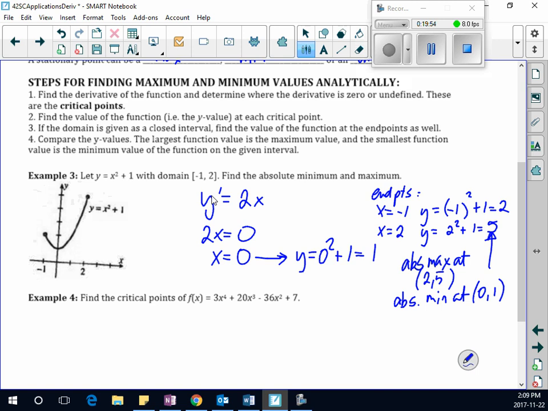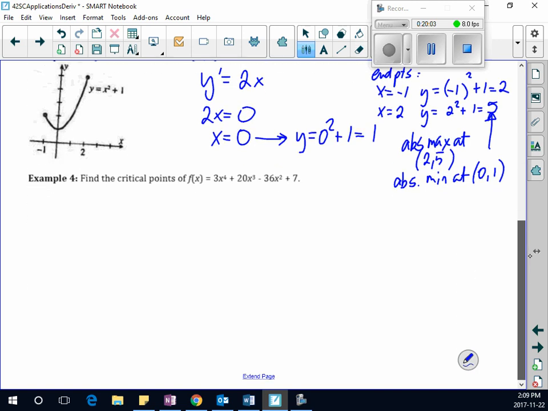All right. Is there a local max? So this technique is only finding absolutes. Okay? So you could say, yeah, at the endpoints. Okay.